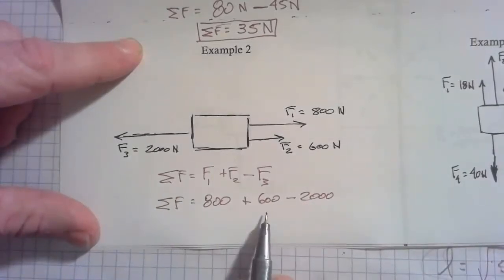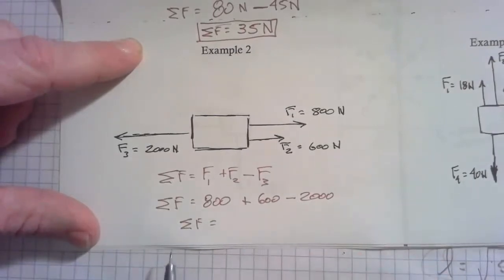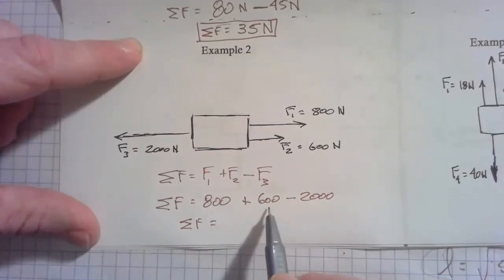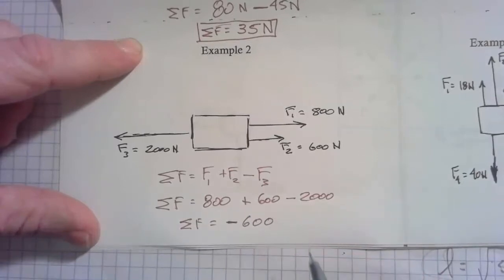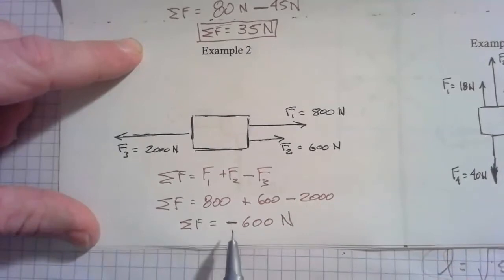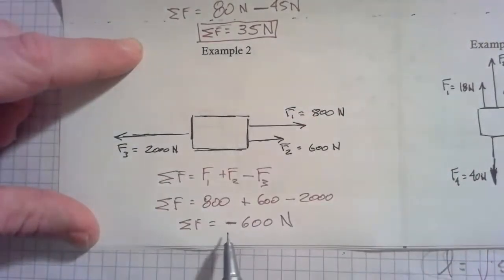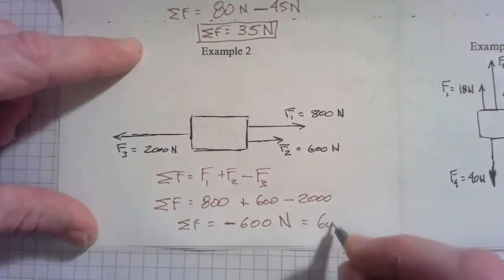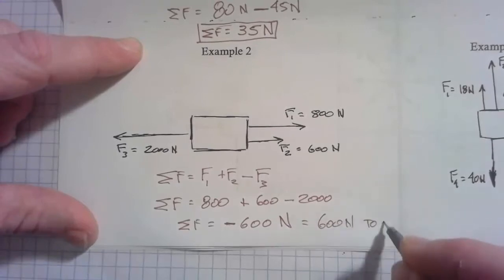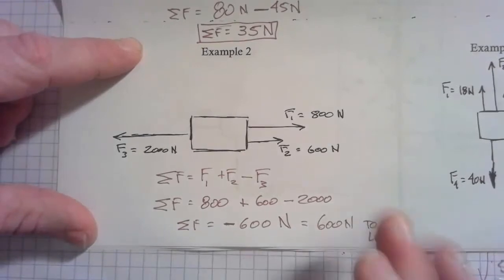800 plus 600 is 1,400. So this one, the net force turns out to be negative. Make sure I get this right. This is 1,400 minus 2,000, that's negative 600 newtons. What does the negative mean? That means when it's all said and done, the net force is left. That's why it's important to put that negative in there. You could, if you wanted, instead just say 600 newtons to the left. But negative 600 is fine.